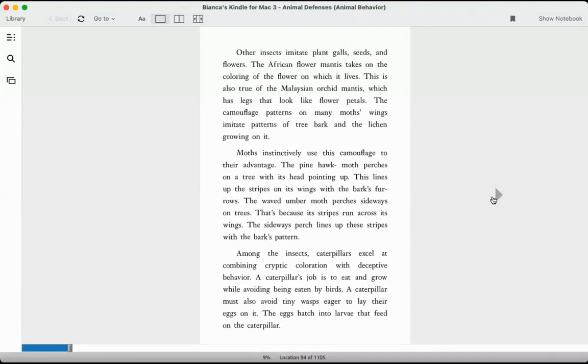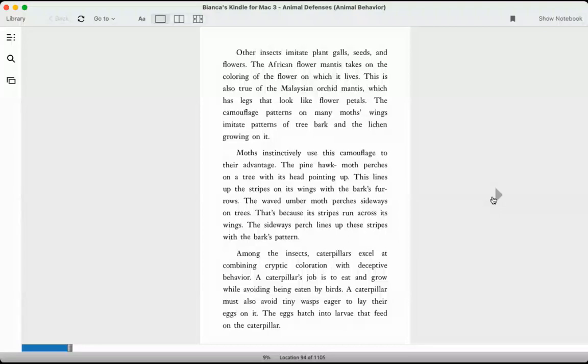Other insects imitate plant galls, seeds, and flowers. The African flower mantis takes on the coloring of the flower on which it lives. This is also true of the Malaysian orchid mantis, which has legs that look like flower petals. The camouflage patterns on many moths' wings imitate patterns of tree bark and the lichen growing on it. Moths instinctively use this camouflage to their advantage.